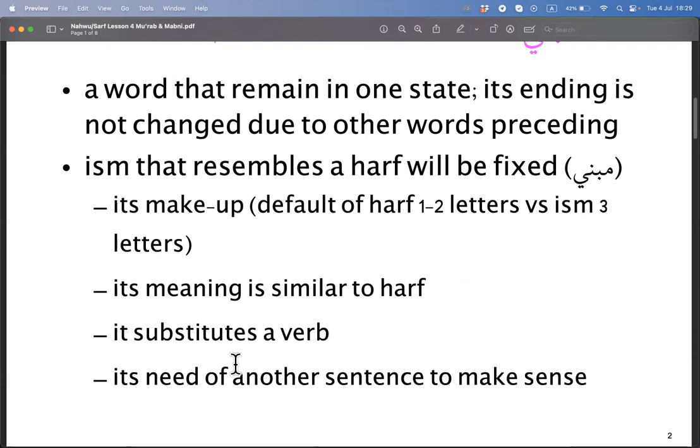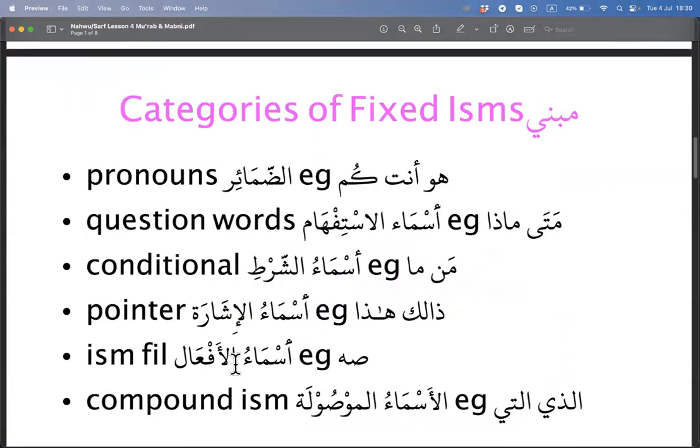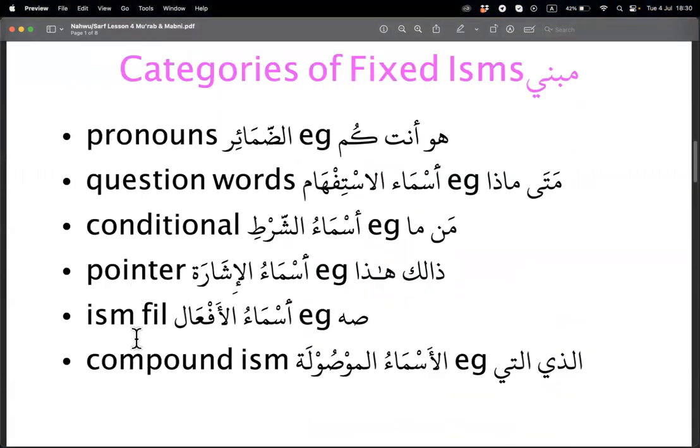So maybe you're thinking, how do I know if a word is resembling a harf? Very simple. There are only these categories of mabni words. Pronouns are mabni. Huwa, you never see huwu. You never see antu, it's always anta or anti. Kum is always kum. You don't see kumu or kuma to make it nasab or something like that. So these are all mabni. Pronouns are mabni.